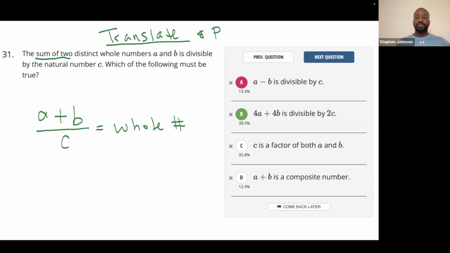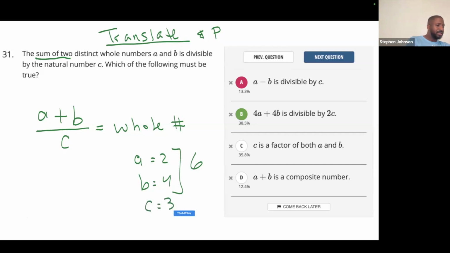I can just make up some numbers, right? So if I made up numbers for A and B and C to make sure these are whole numbers, I can say, well, what happens if A is 2? So A is equal to 2. And let's be smart about this. If I say B is equal to 4, then I know that A plus B is 6, right? So what would we want to say C is equal to so that we get a whole number when we divide? I'm going to say C is equal to 3, just so they're all distinct. And therefore, we'd have 6 divided by 3 equals 2, which fits exactly what the question said it should, right?